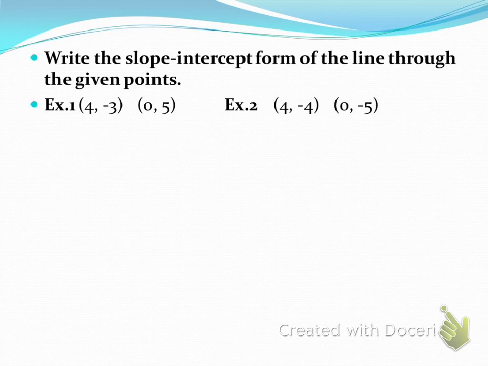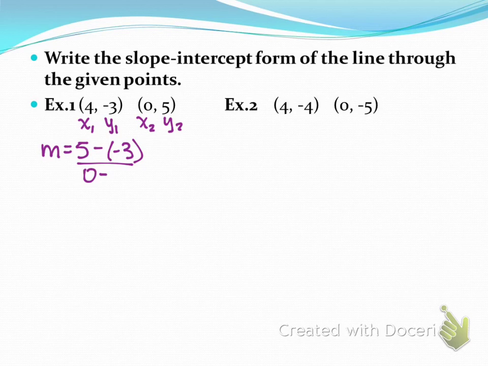We have to use both points in order to find the slope. If you need to label your points as x1, y1, and x2, y2, go ahead and do that. Finding slope is something we've been doing for almost all of chapter 8. Our slope, where m equals y2, which is 5, minus y1, which is negative 3, over x2, which is 0, minus x1, which is 4. This is something that I'm expecting you to be able to do. It's something we've already learned, already been tested over.